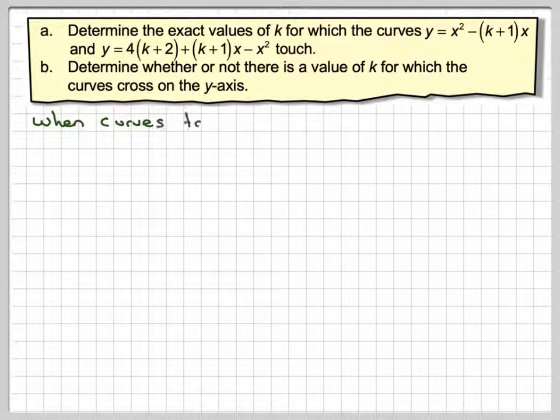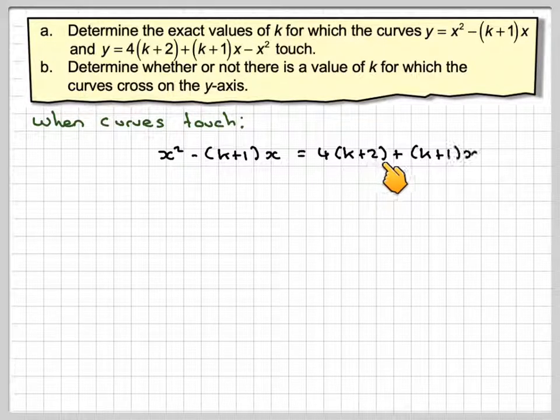Okay, the fact that we've got to find a value of k will probably indicate that somewhere we will need to use the discriminant, b squared minus 4ac, equal to 0. So where they touch, this curve will be equal to this one. So x squared minus (k + 1) times x will be equal to 4(k + 2) plus (k + 1)x minus x squared.